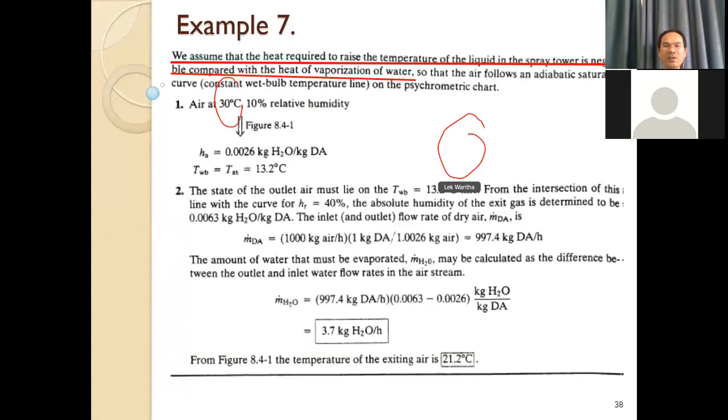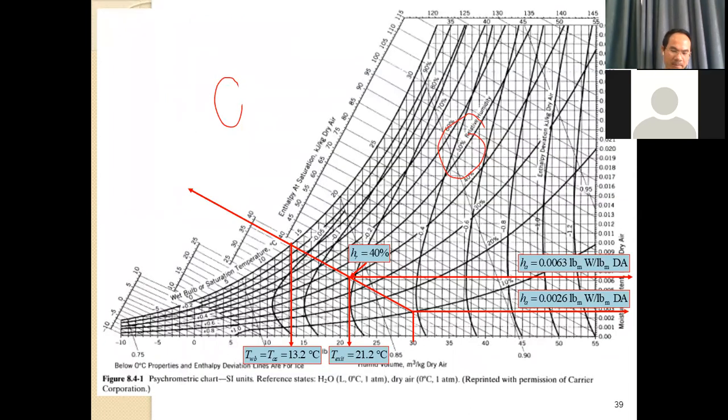But as you know, for this case, we operate adiabatic in this line. For this line, what is the line cross the 40%? Okay, it's cross here. This is the operation cross with the 40% relative humidity. From this line, you can calculate the outlet temperature. Outlet temperature is about 21.2 Celsius.